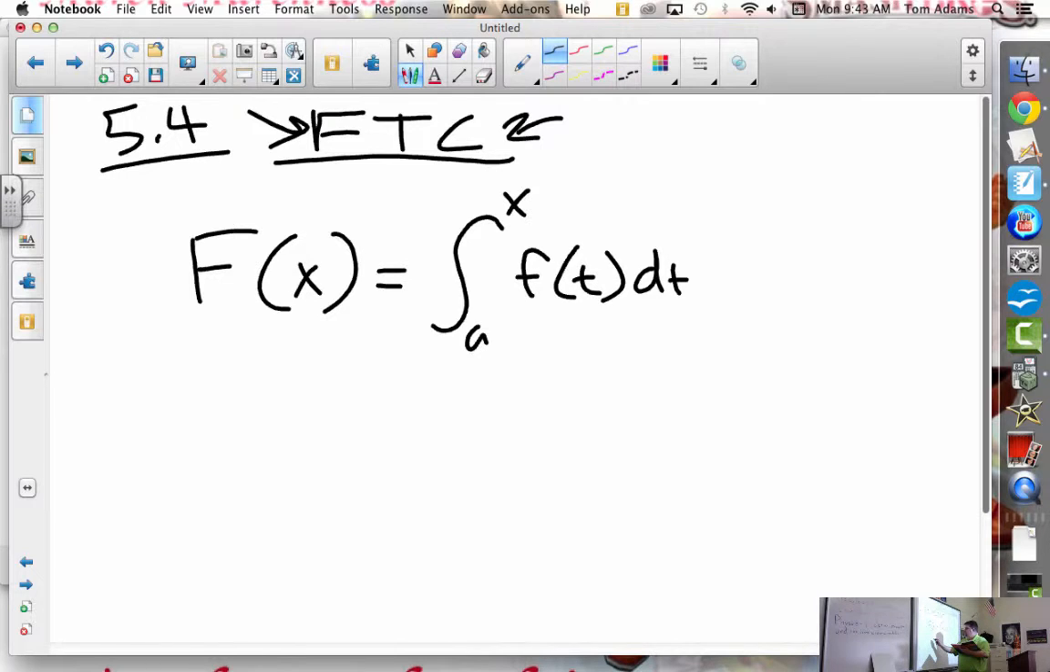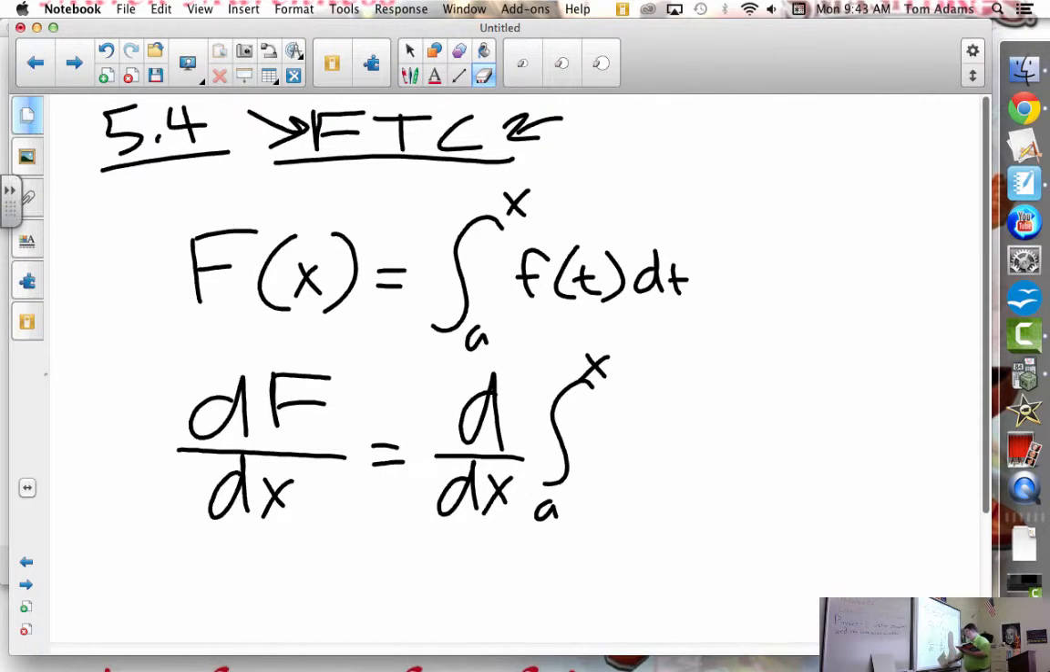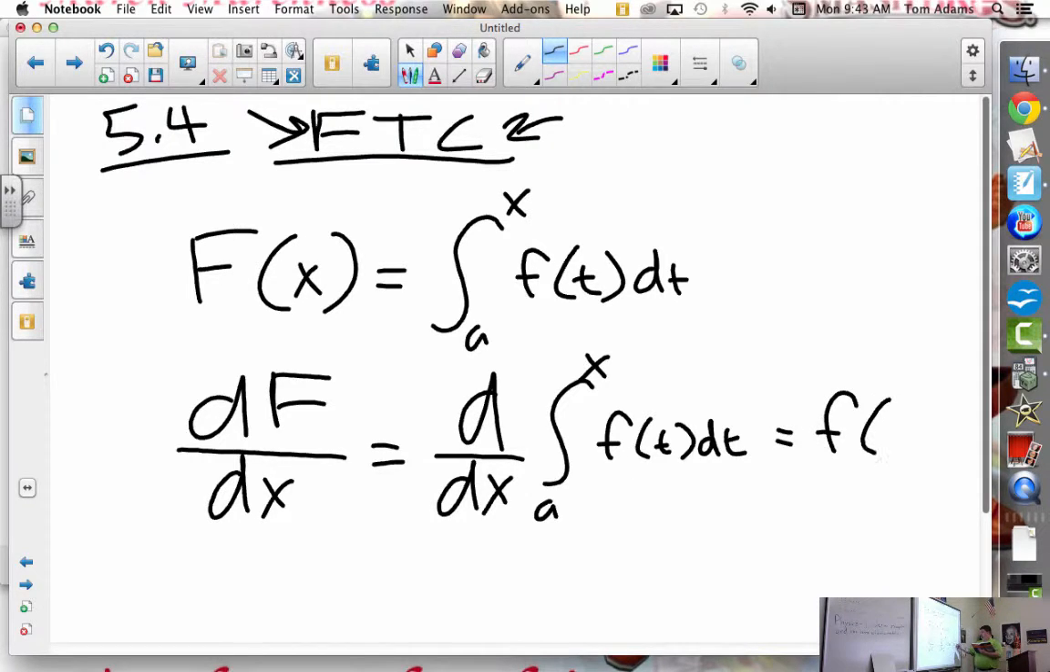So if this is true, if I take the derivative of capital F with respect to x, then I can take the derivative of this with respect to x, okay? And that equals f of x. And I'm going to do an example of that in a second.